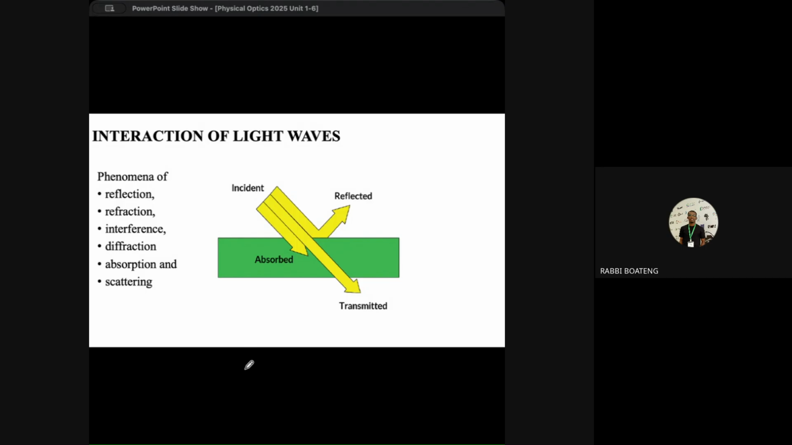Let me try and finish this section, then I'll end the class. So now let's look at light matter interaction.